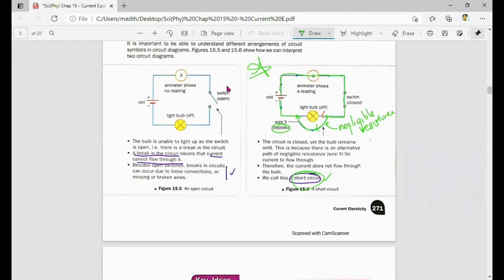So a lot of people tend to ask, what is a short circuit? This one actually gives quite a good example. A short circuit is where the current bypasses the load. What you realize is that in a short circuit, the current bypasses the load. So just take note of that.